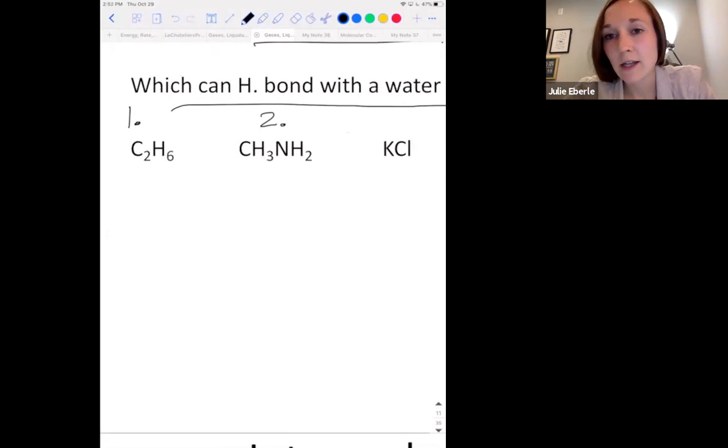So we've got C2H6. This molecule only has carbon and hydrogen. So what do y'all think about that one?